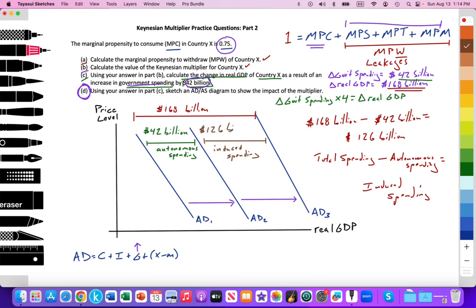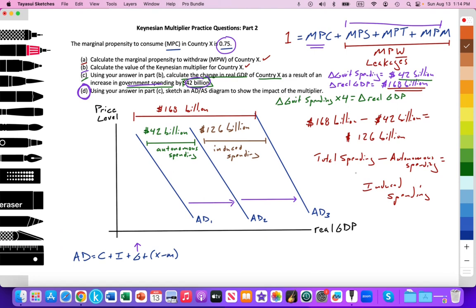126 billion. So the government increases government spending by 42 billion. That causes aggregate demand to shift out from AD1 to AD2. That kicks off the multiplier effect. AD shifts out from AD2 to AD3 as a result of the multiplier effect of additional spending of 126 billion. The sum of 126 plus 42 is 168 billion of total spending. So that is the change in real GDP.